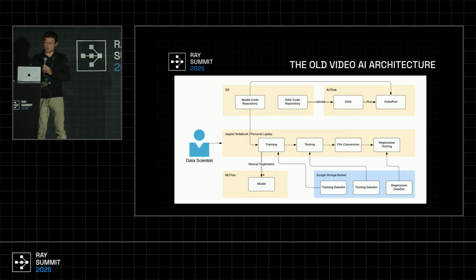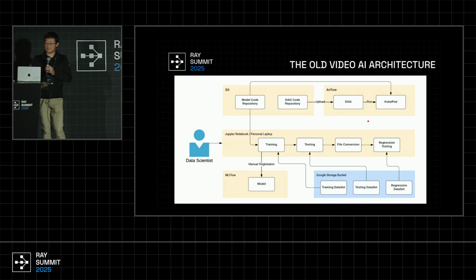But it doesn't go anywhere from MLflow. It's just for reproducibility. Then they test the model using the test data sets hosted on a GCS bucket, manually downloaded to the notebook or local laptop. Then they do a file conversion for the edge device, then run a regression test somewhere using a different data set. And eventually when they say, I'm ready to go to production, I want to deploy it, you have to deploy on QPod, on Airflow that we already have.